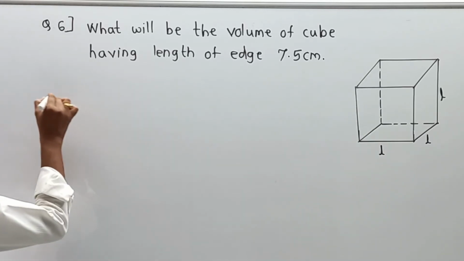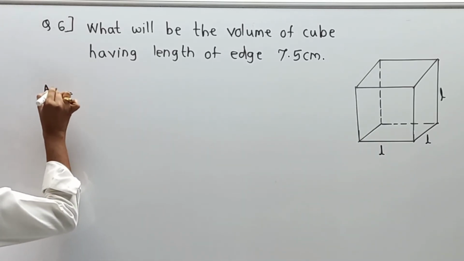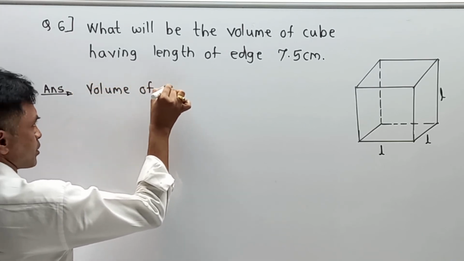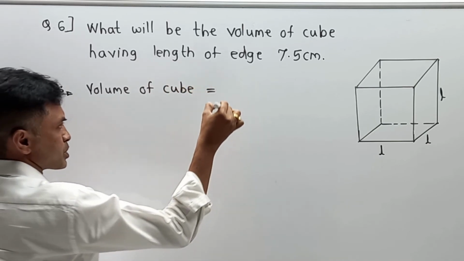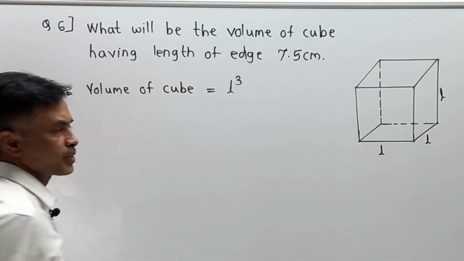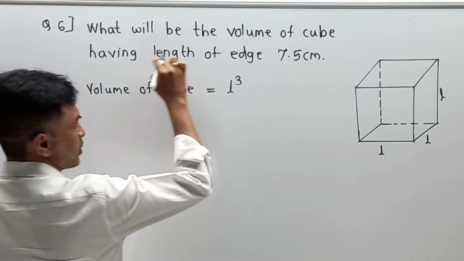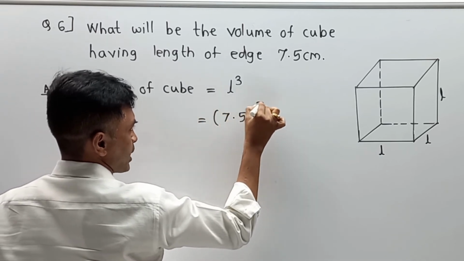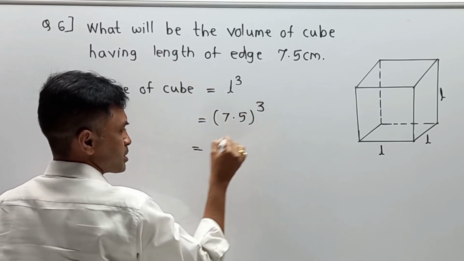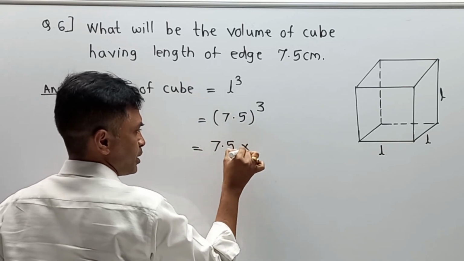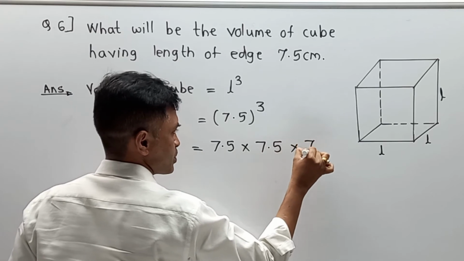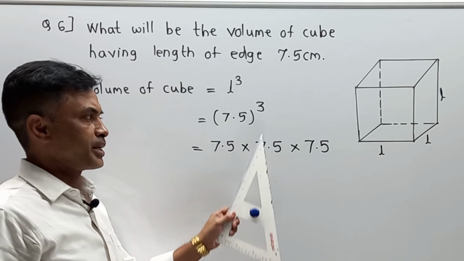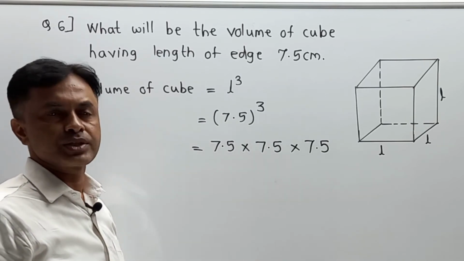So according to the formula, answer: volume of cube is equal to side cube, or we can say L cube. Now naturally we have a length of each edge 7.5 centimeter. So 7.5 bracket cube. After simplification this becomes 7.5 into 7.5 into 7.5. Definitely this is in centimeter. So centimeter into centimeter into centimeter, it becomes cubic centimeter.